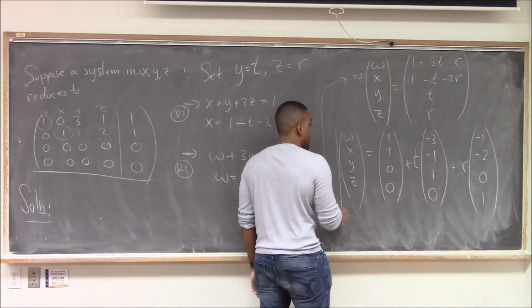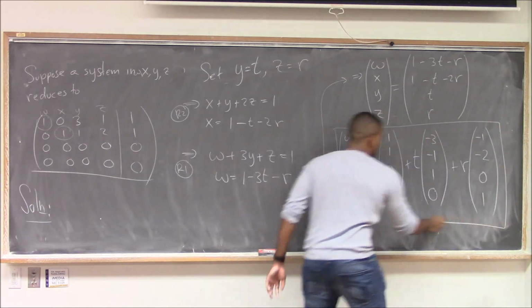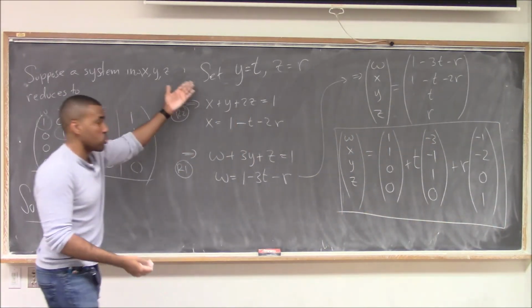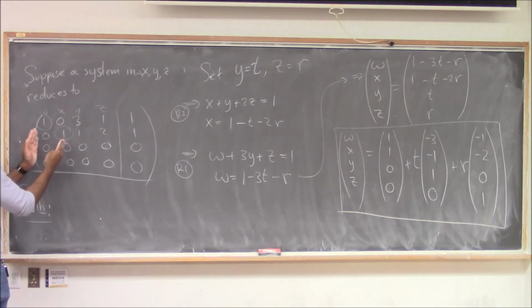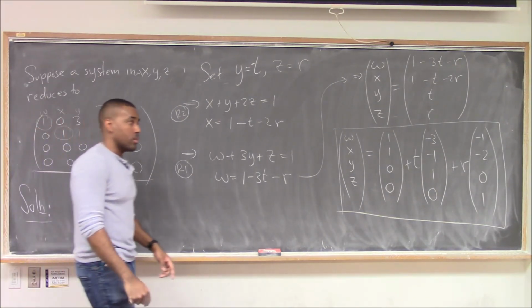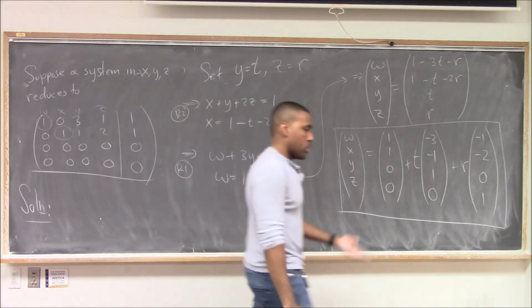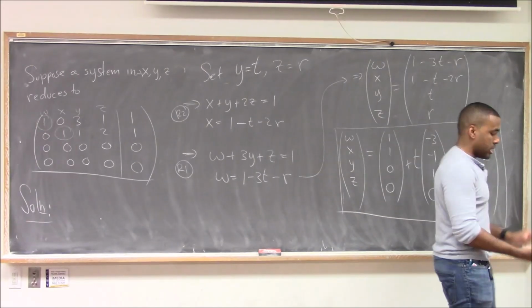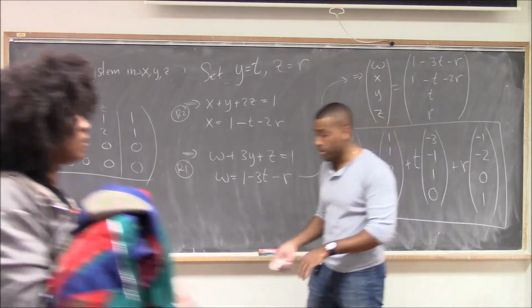It doesn't matter how many parameters you have to put. You can have several of them, not only just one. You literally look at who has pivots, and everyone who does not, all those guys get to be parameters. Alright? So we'll talk geometrically more about what this means next time, as well as start to look at the determinant.